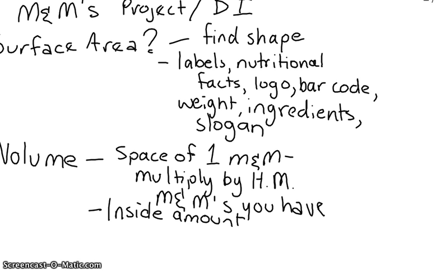So you need to fit all of these things: labels, nutritional facts, logo, barcode, weight, ingredients, slogan. You need to fit all of that. Now that's going to take up a certain amount of space, isn't it? What do we call that certain amount of space? We call that area, yeah? And so your shape has to have a certain surface area for you to fit all of that on, doesn't it?